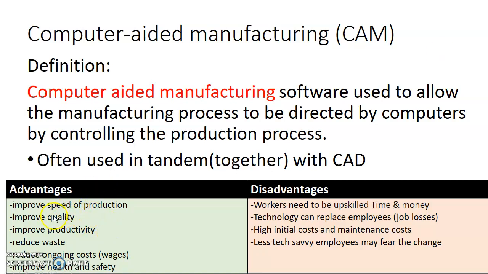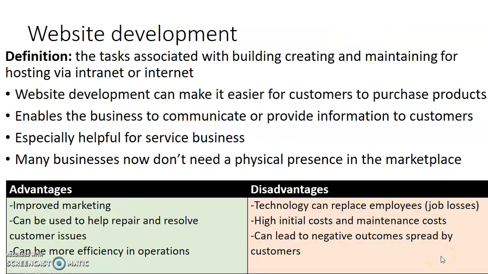Again, advantages: improves speed of production, improves quality and productivity, reduces waste, reduces ongoing costs. No human beings, so you don't have to pay any wages. Improves health and safety. Disadvantages: workers need to be upskilled. Again, it involves time and money. Technology can replace employees, causing job losses. Again, high initial costs and maintenance costs. You need to buy the machinery, so you have to invest the money. Less tech-savvy employees may fear the change. I'm running a little bit quickly because my time is going to run out.